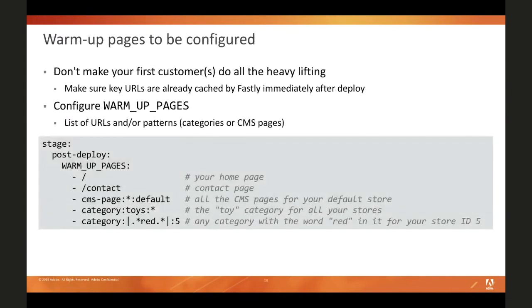Now, if you want to avoid that initial delay after you deploy, you should make sure to have the warm-up pages variable configured. This will tell EC tools to fire off requests to your site as part of the deployment process, and that should actually pre-warm that Fastly cache for you. So your first customers won't get hit with that initial delay when they first load the site.